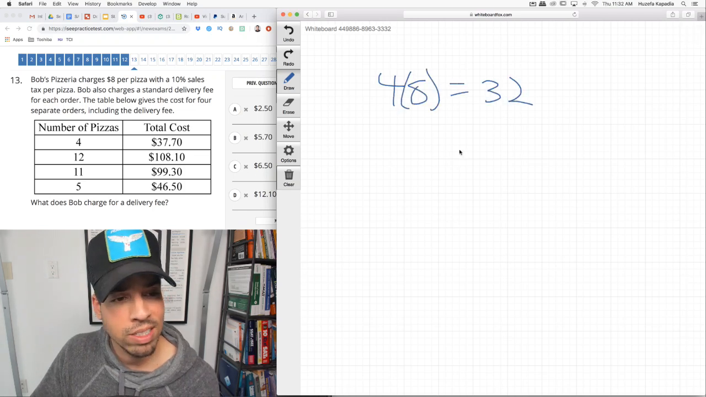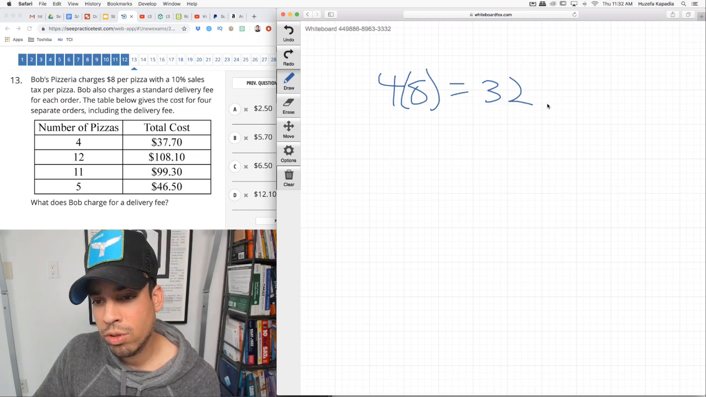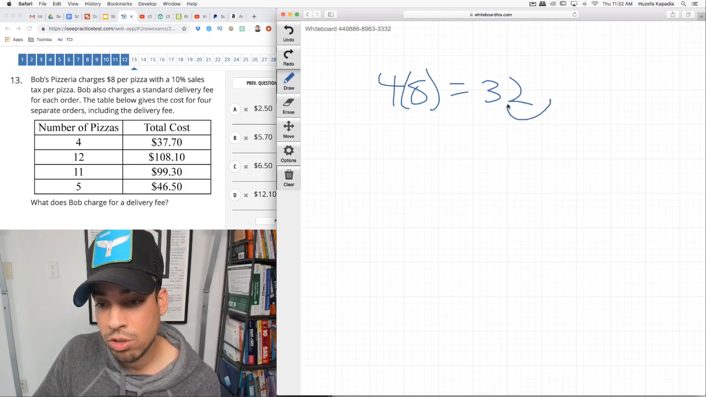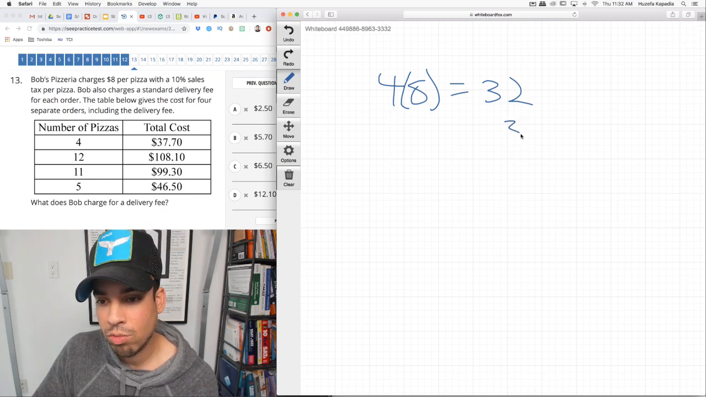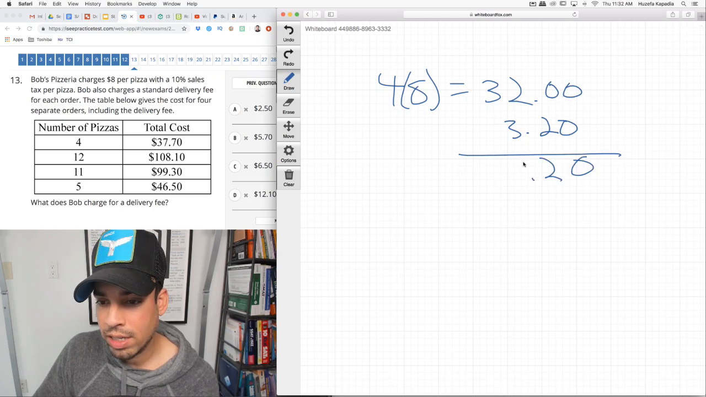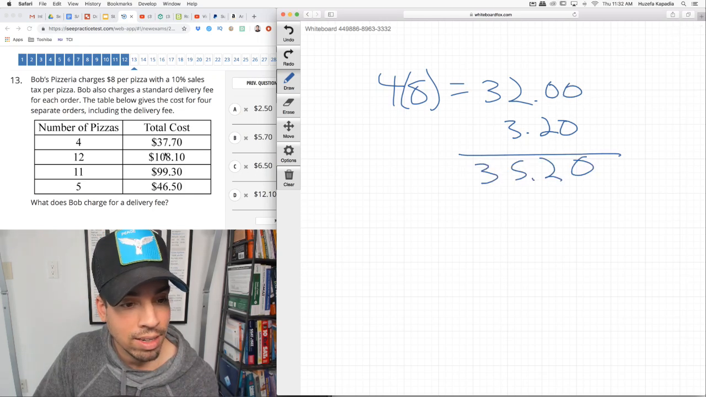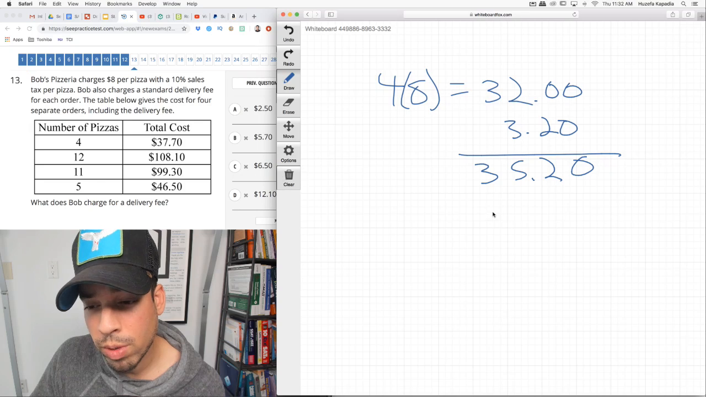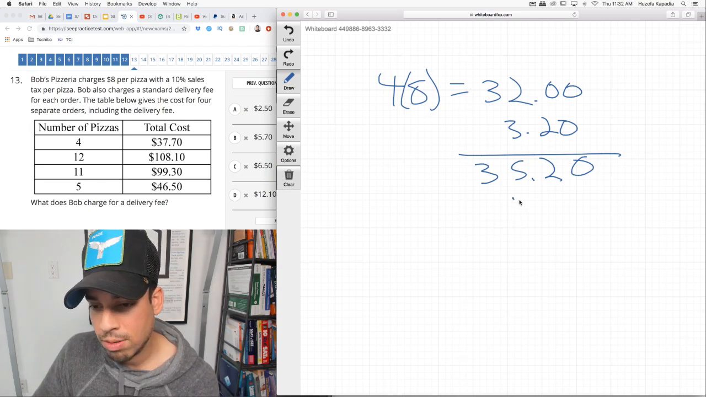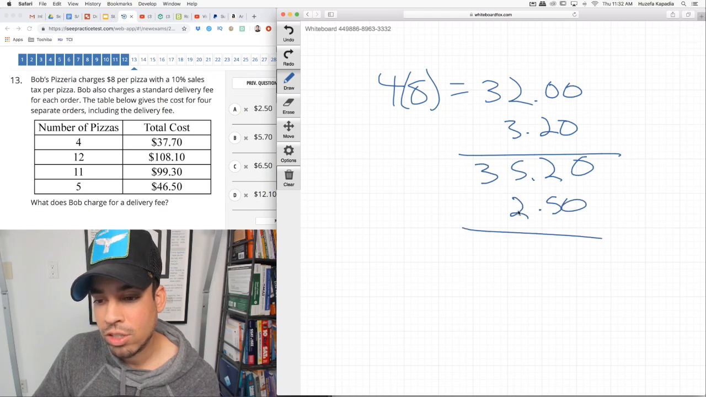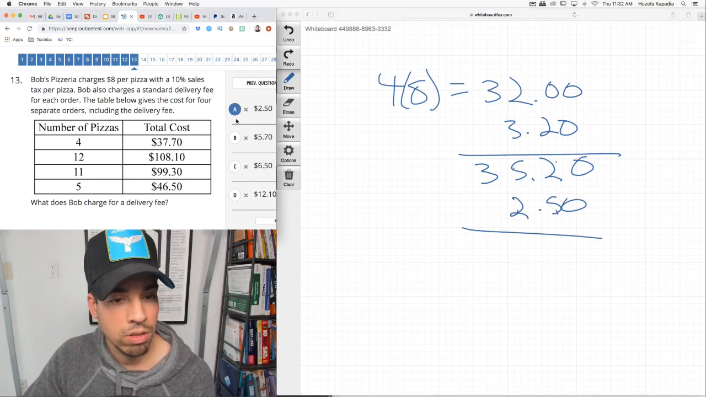And then we have a 10% sales tax, 10% of 32. A quick way to take 10% of anything is you move the decimal over once, or you multiply it by 0.1. But basically, it's 3.20. So these added together, we get 35.20. And then the delivery fee is whatever extra we have to pay to get to 37.70, which of course we can subtract from 37.70. But I can see that if we just add 2.50 to this, it gives me that 37.70. So I'm rolling with a delivery fee of 2.50.